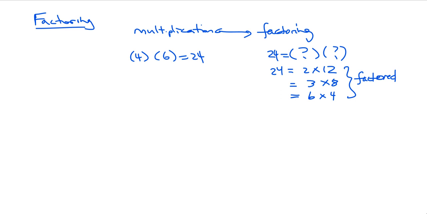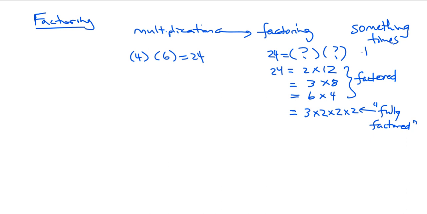But all of these examples can actually be factored further. If you look at, for example, 6 times 4, the 6 can be factored into 3 times 2, and the 4 can be factored into 2 times 2. So really, with this last way of writing 24, 3 times 2 times 2 times 2, none of those numbers can be factored anymore, so this one is called fully factored. That's what we're going to do in our class, except we're going to do this with algebra. We're going to take an algebraic expression and write it as something times something. That's what factoring is: writing an expression as something times something.